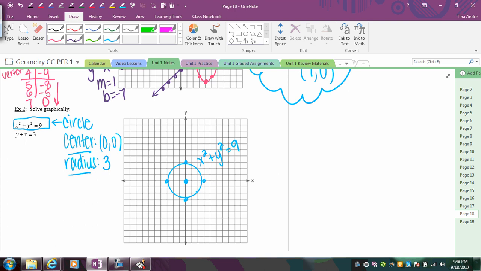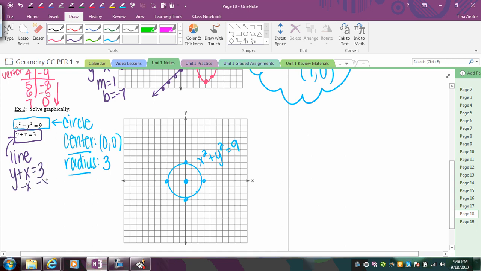Then I move on to the next equation, which I know is a line, because again, it doesn't have any squared terms. So y plus x equals 3. I need to get y by itself. So I have y equals negative x plus 3. My slope is going to be negative 1. My y-intercept's 3. So I'm going to start up at 3, and I'm going down 1, right 1, down 1, right 1, and continuing that process. And you can backtrack. And basically, I've already found my intersection points.